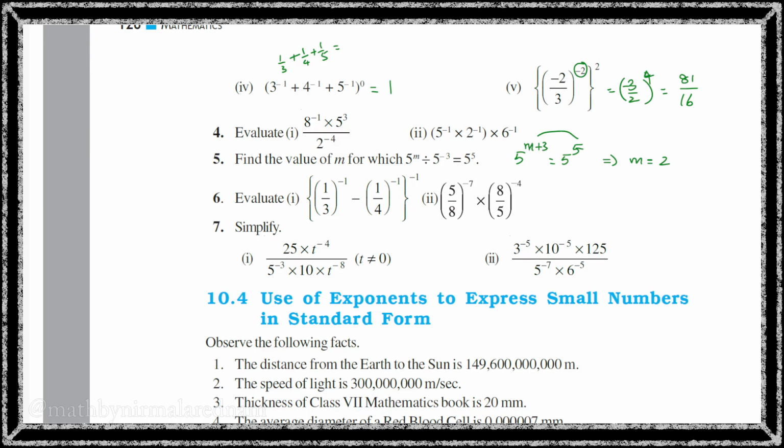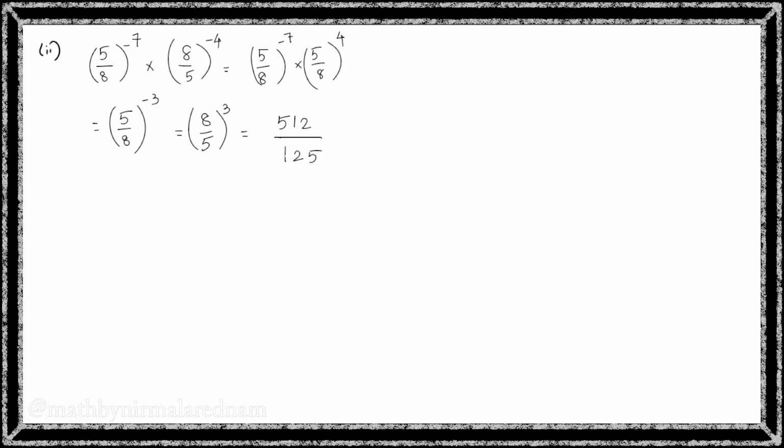25 into t power minus 4 divided by 5 power minus 3 into 10 into t power minus 8. Correct? And clearly t is not equal to 0 because the base can't be 0, right?